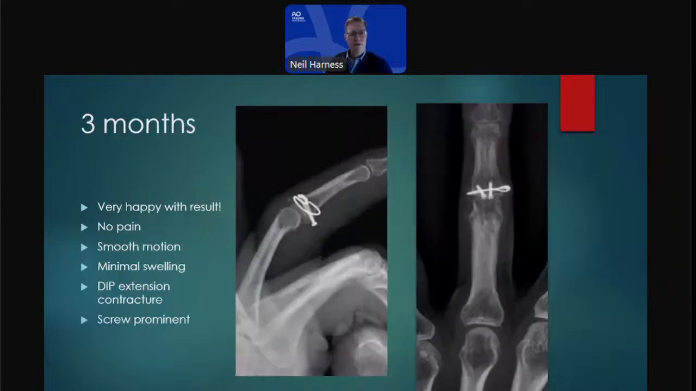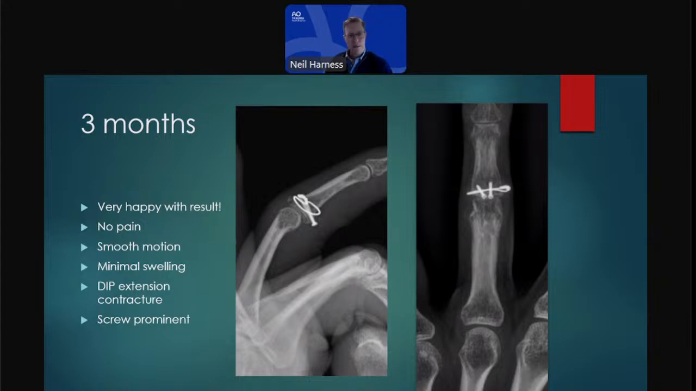And she returned at 3 months, very happy with the result, no pain, smooth motion, minimal swelling. She did have a bit of a DIP extension contracture, but what I wanted to point out is that one of the screws is a bit prominent volarly and probably is going to require a hardware removal.